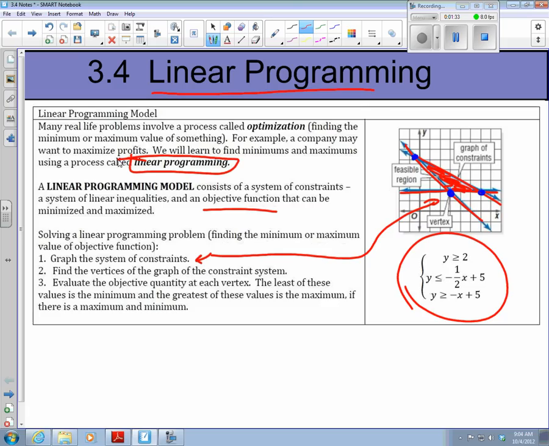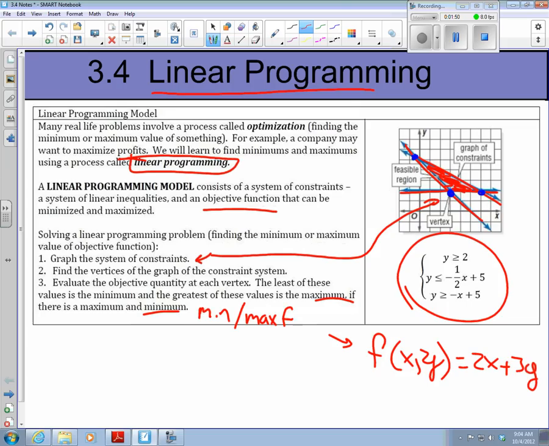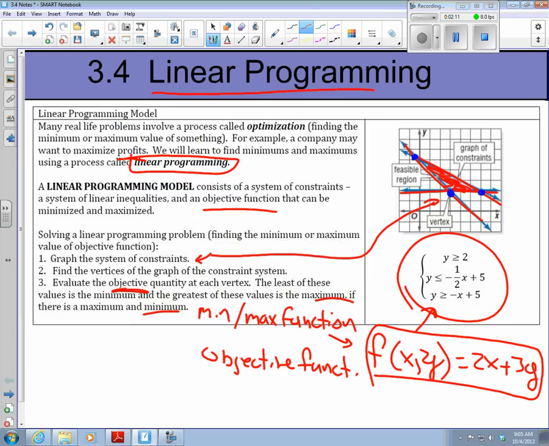You're going to find that we're going to be working with something like this: f of x comma y equals 2x plus 3y. They talk about maximums and minimums here. I call this the minimum maximum function, but the book calls it, and you'll hear it called, the objective function. Now notice it's not an inequality, so you're not going to graph it. Some kids mix it up with the constraints. The constraints are all inequalities here.